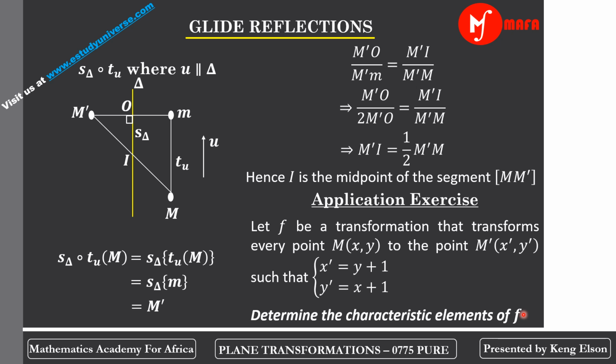In the next video I will explain why this analytic expression is the analytic expression of a glide reflection. To find the characteristic elements of a glide reflection, we just have to find the translation vector of the translation and the axis of symmetry of the orthogonal symmetry that was composed with the translation to get the glide reflection.